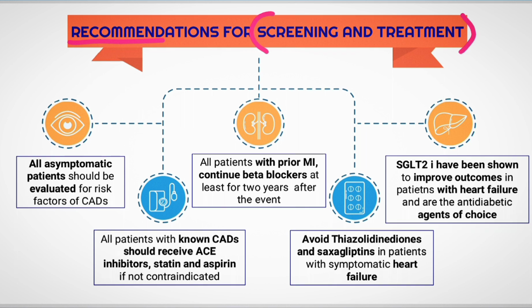Now let's discuss the recommendations for the screening and treatment in any patient with CAD or ischemic heart disease. All asymptomatic patients with diabetes should be evaluated for the risk factors for development of any coronary artery disease. Any patient who is a known case of coronary artery disease should be given ACE inhibitors or angiotensin receptor blockers along with statin and aspirin, if such patients are not contraindicated for such medications.